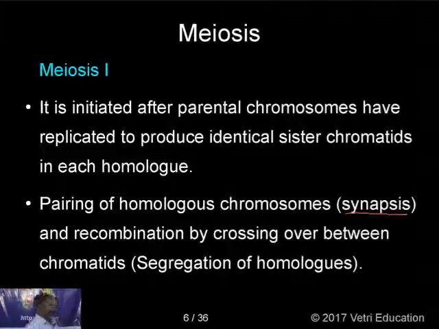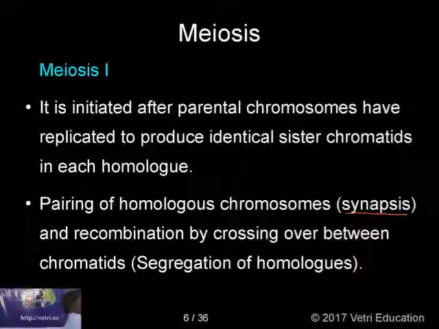Homologous chromosomes means, for example, in human beings, out of 46 chromosomes, 23 from the paternal side and 23 from the maternal side. Depending upon size, chromosomes of the same size and structure are grouped together, and that is called synapsis. That is the pairing of the homologous chromosomes. Then recombination takes place, and crossing over of genetic material between the chromosomes takes place. Everything happens in this first meiosis, which is the segregation of homologous chromosomes.